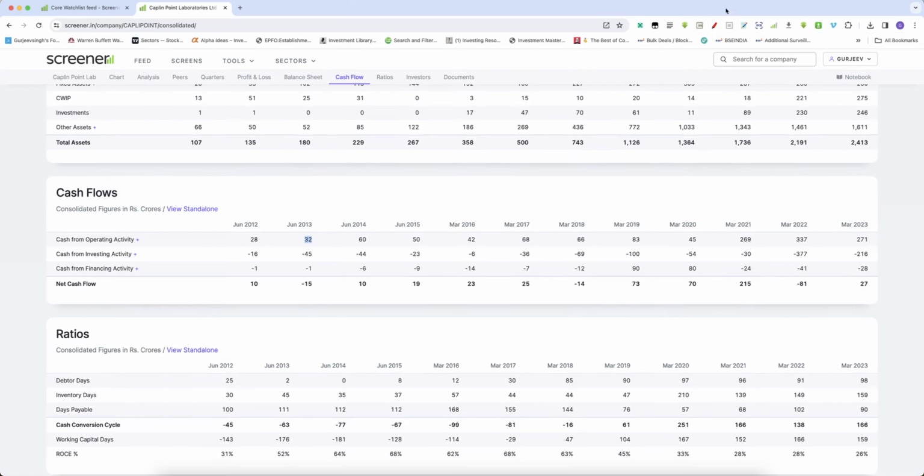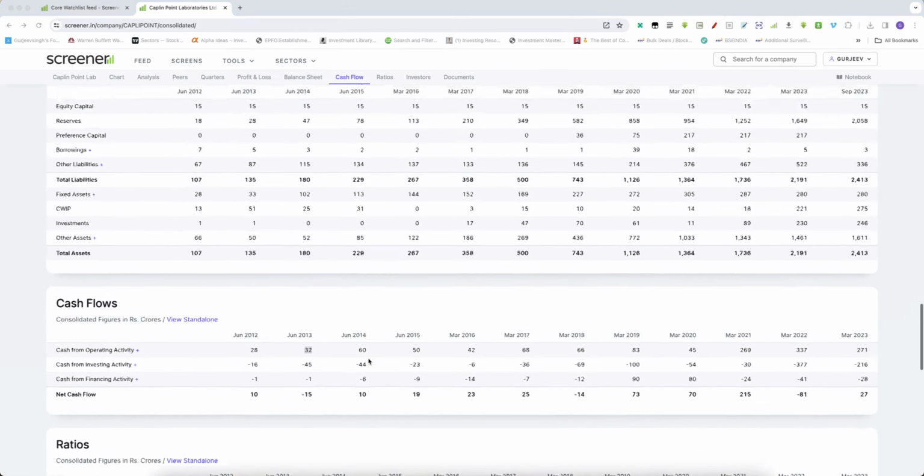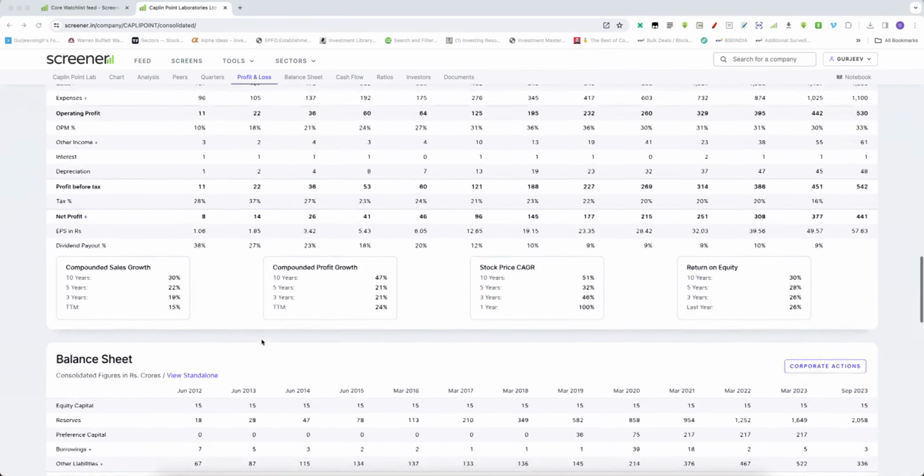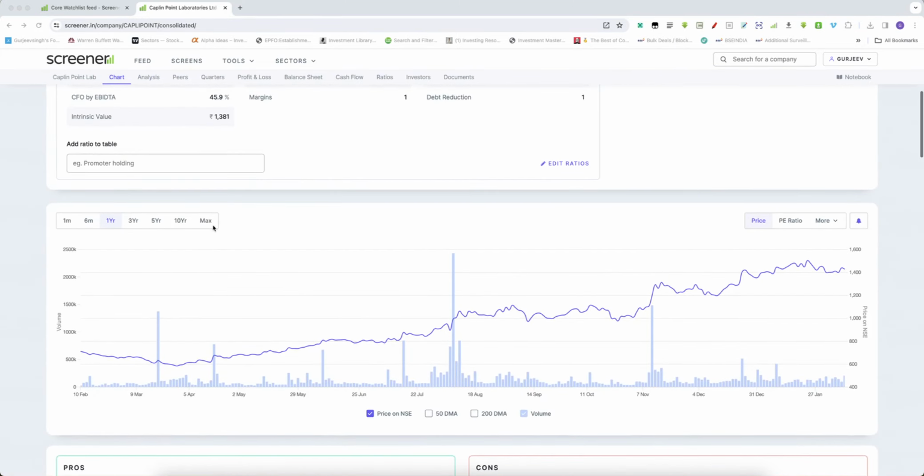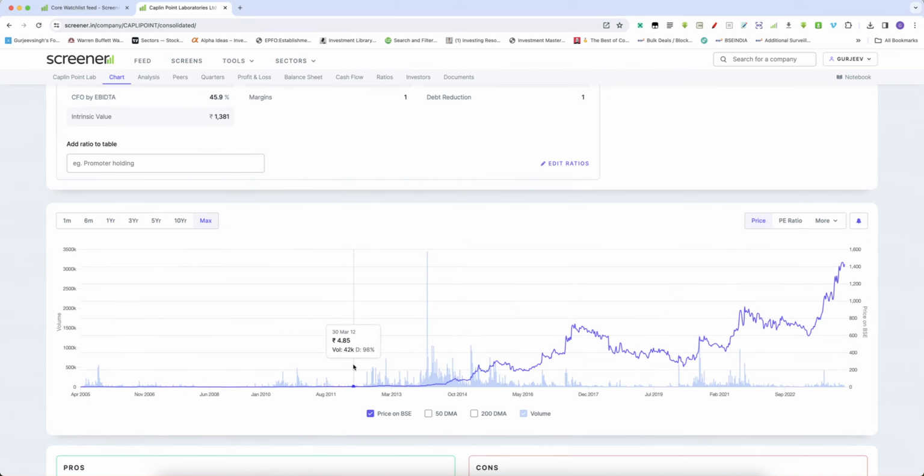So wherever you find such, as I was saying, this business was generating more cash than the operating profit it had. What happened to the stock price? The stock price was 4 rupees, is now 1400 rupees. Wow, massive.